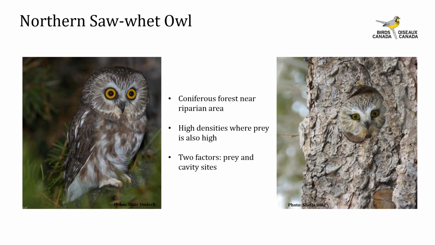They will breed in nearly any forest type, but more often occupy coniferous forests near riparian areas. The nest sites are strongly correlated with high numbers of small mammals, which suggests that prey and nest cavities are the 2 limiting factors for northern saw-whet owls to occupy a suitable area.